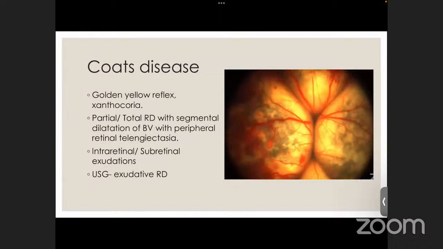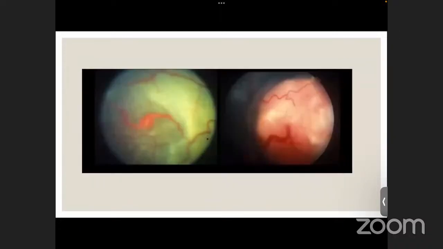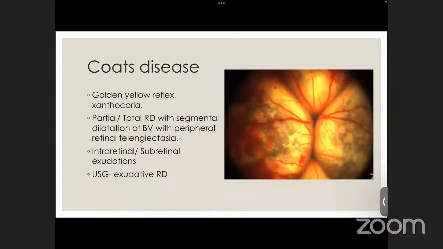You will also see partial or total retinal detachment with segmented dilatation of blood vessels and peripheral retinal telangiectasia. As you can see in this picture, the first is of Coats disease, where you can see the segmented dilatation, and the second picture is of retinoblastoma, where the entire retinal vessel is dilated. Then there will be intraretinal and subretinal exudation in Coats disease, and on USG you will see the exudative retinal detachment.